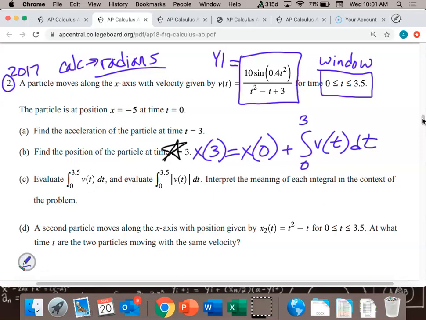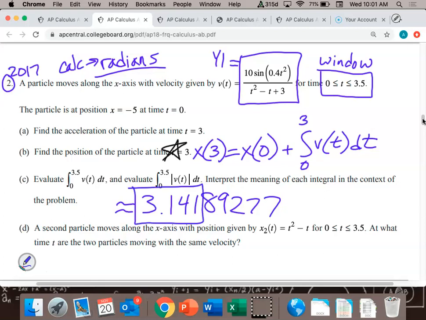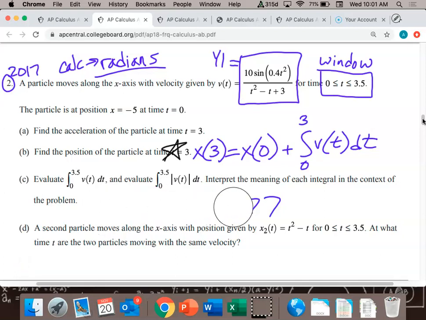Like if my answer is pi, right, and I write 3.141892277, they don't care because all they're looking for are the first 3 decimal places. Right? So this would be fine, because they don't care about anything after. They're just looking at the first 3.